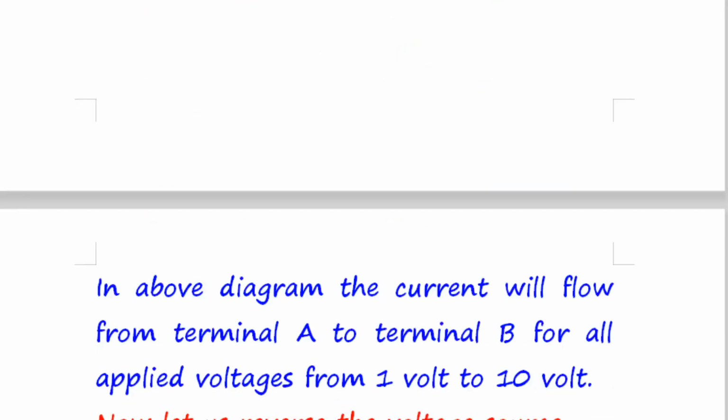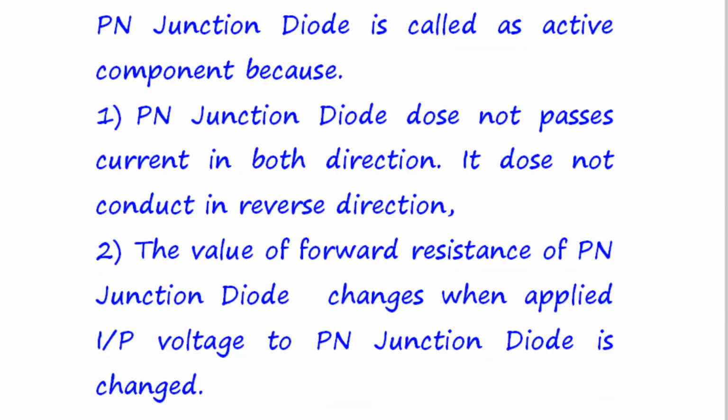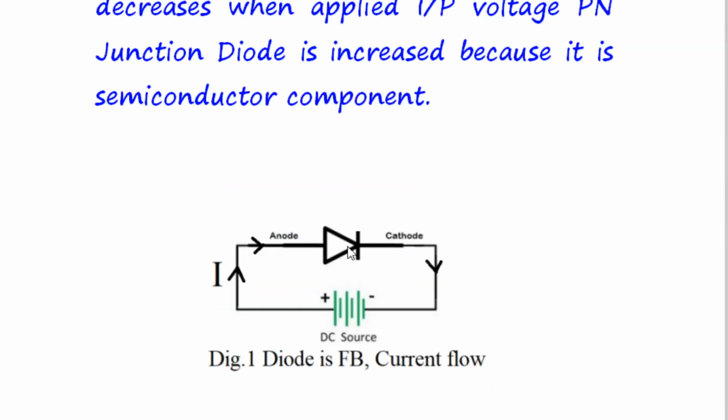But in case of our diode, when you forward bias the PN junction diode by connecting the anode to the positive of the battery and the cathode to the negative of the battery, the current starts flowing through the diode after 0.7 volt only. When this voltage is 1 volt, 2 volt, 3 volt, 4 volt, current goes on increasing, but because the diode is a semiconductor component, the resistance of the diode goes on decreasing.